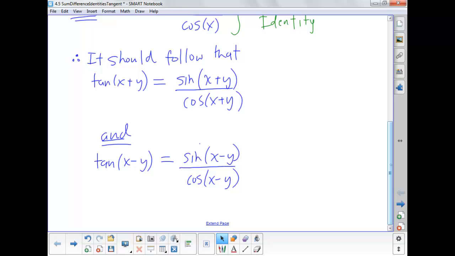Technically, as long as the angle portion of these expressions matches, whether it's a sum or difference or even a product of angles, as long as I'm using the same angle for sine and cosine, I can relate it back to tangent. So we're going to keep this in mind as we develop the sum and difference relationships for tangent.